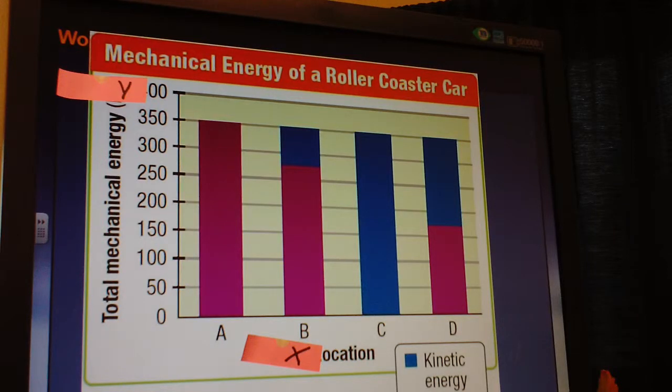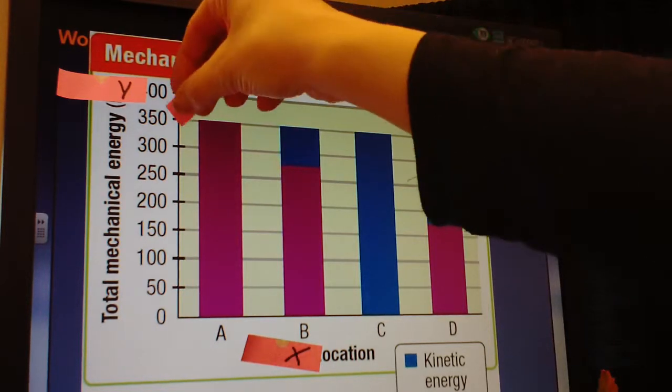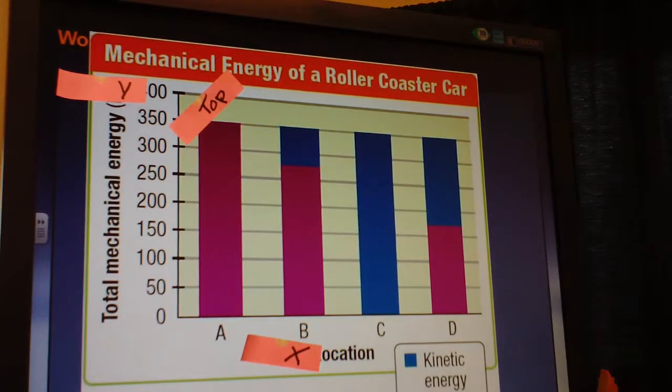If we were talking about a real roller coaster, just like in the sled illustration, where would this roller coaster be at the top of the hill? Would it be at position A, B, C, or D? Well, for those of you who said position A, you would be correct, because at A, there's the most potential energy. So we know that A has to be at the top of the hill.